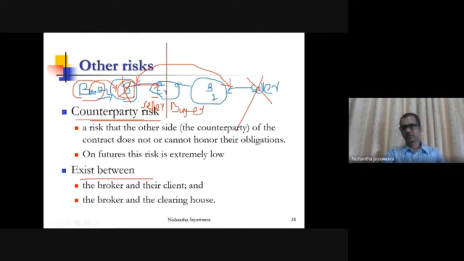The broker does not want to take that risk because the position is square. There's a buyer, there's a seller. So once you report to the exchange, the broker's position is netted off.